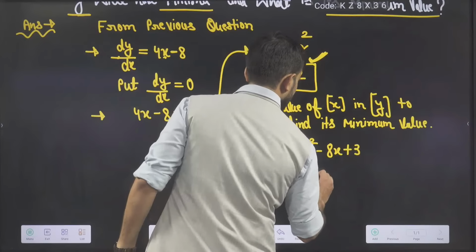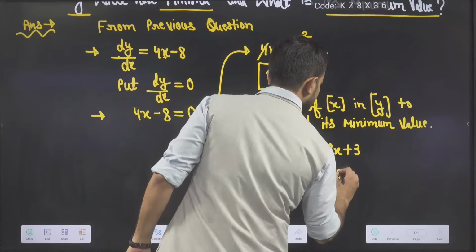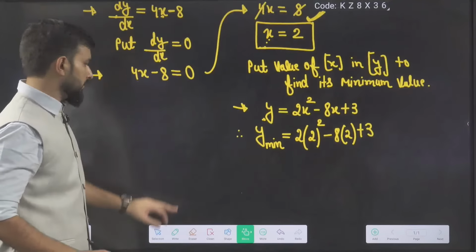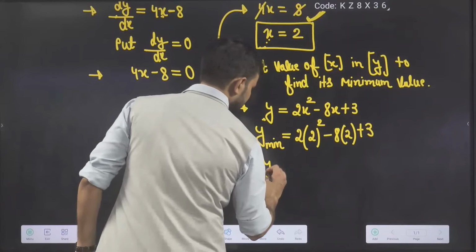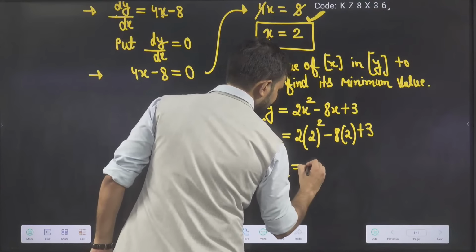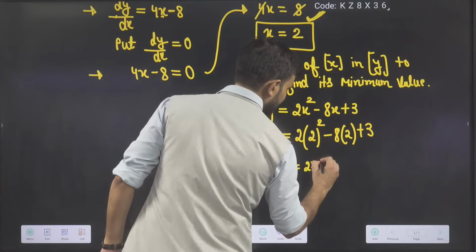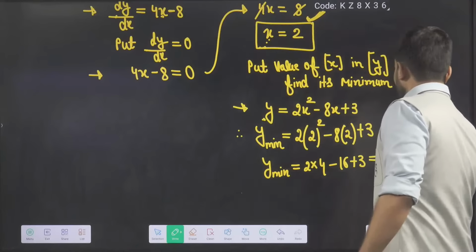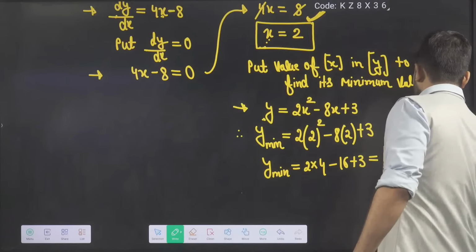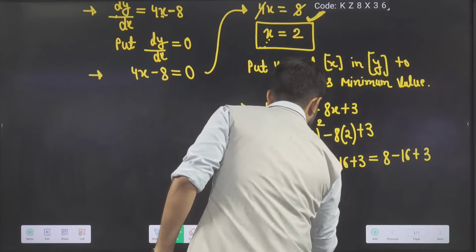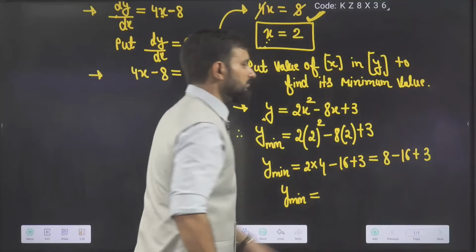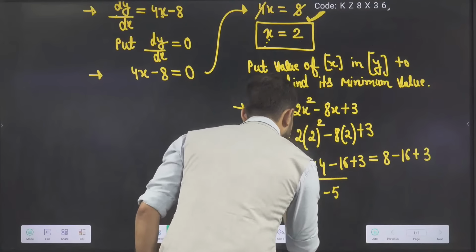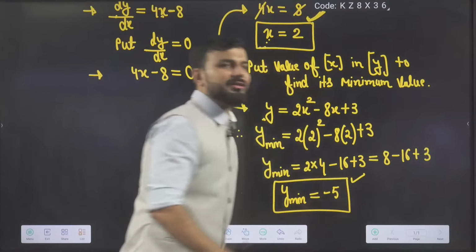2 into 2 square minus 8 into 2 plus 3. So what is the answer of minimum value? y minimum is equal to 2 into 2, 2s are 4, minus 16 plus 3. So the answer is 8 minus 16 plus 3. y minimum is equal to minus 8 plus 3. The answer is minus 5. Clap for the students who have got this answer.